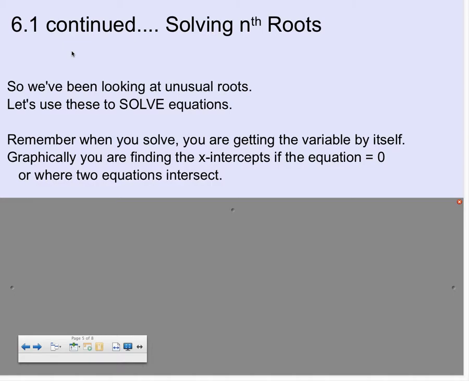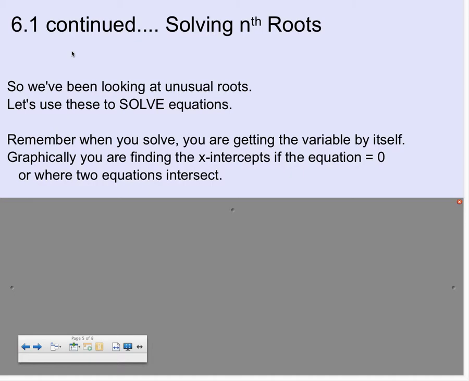All right, so remember that when you're actually solving, you're getting the x all by itself, the variable all by itself. What that means on the graph is that we're finding the x-intercepts if the equation equals 0. And we always set the equation equal to 0 to start. If we don't, what you're actually finding is where the two equations intersect. Don't worry about that too much right now. I'm going to show you an example of that later on the graphing calculator.